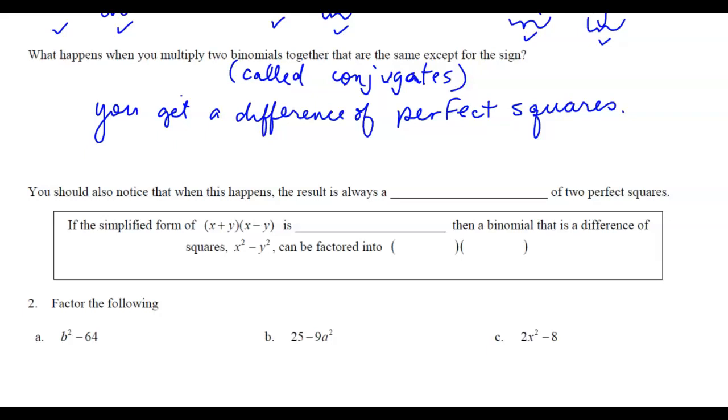Okay, and really it's here. So you should also notice when this happens, the result is always... So here, yeah, this is a repeat.